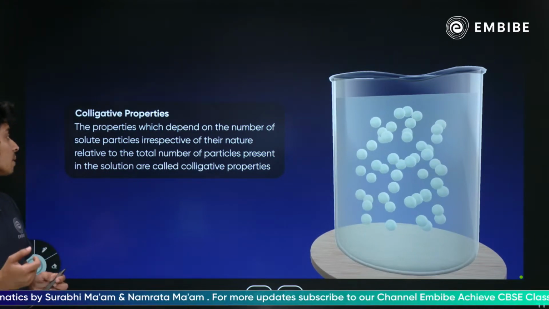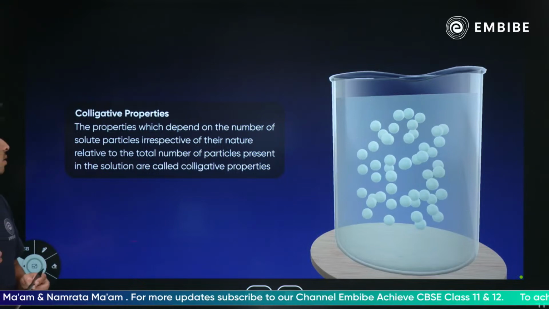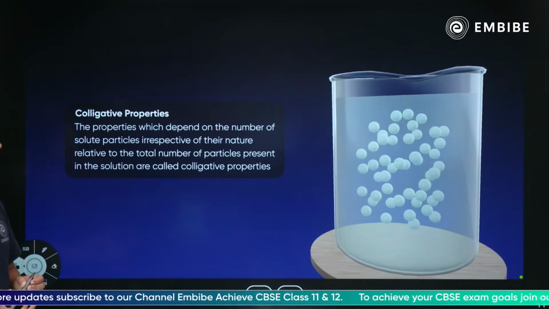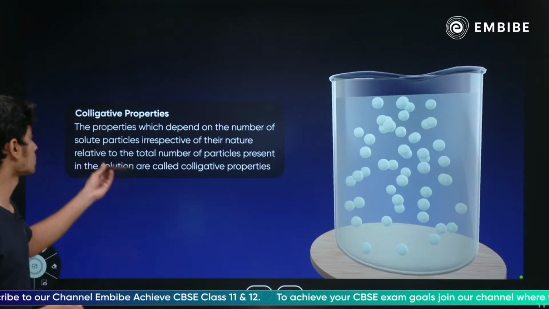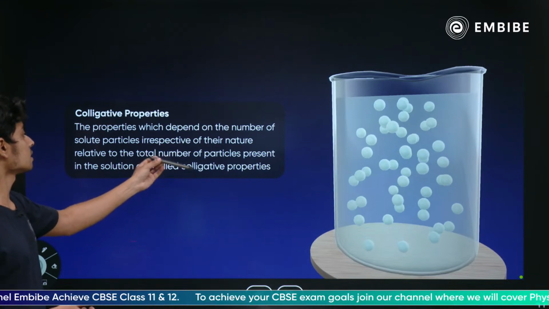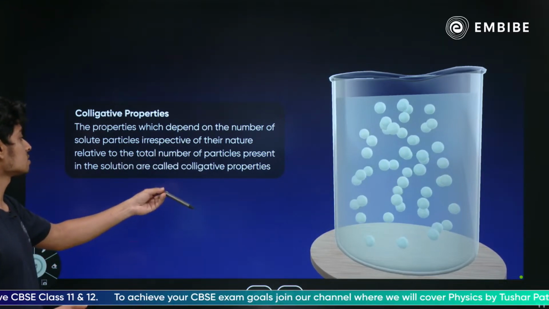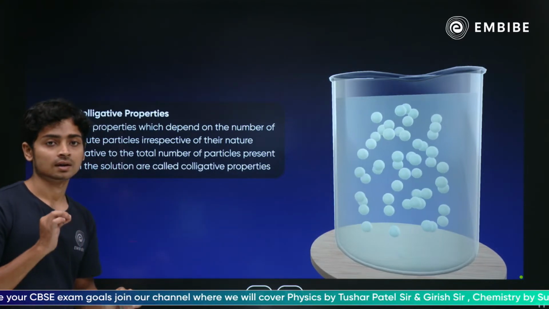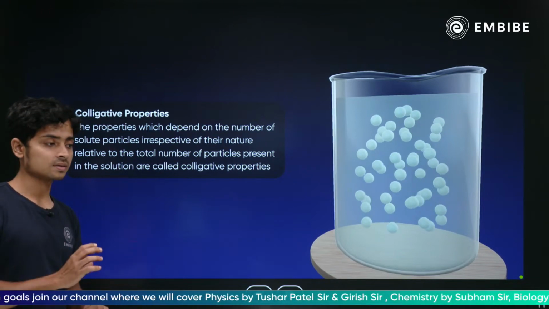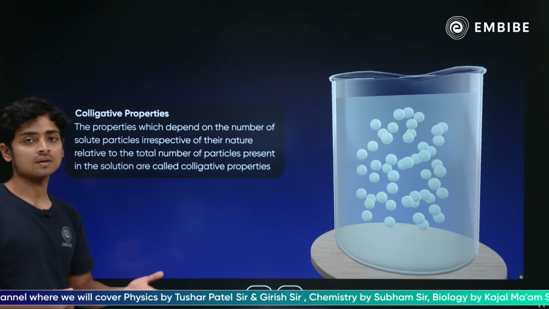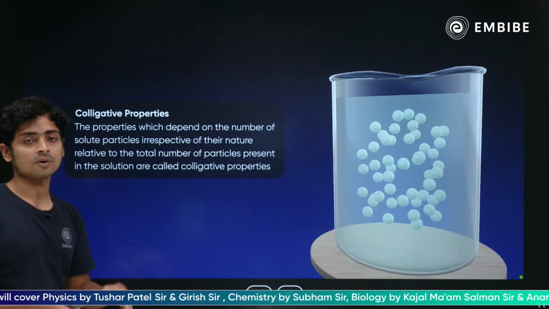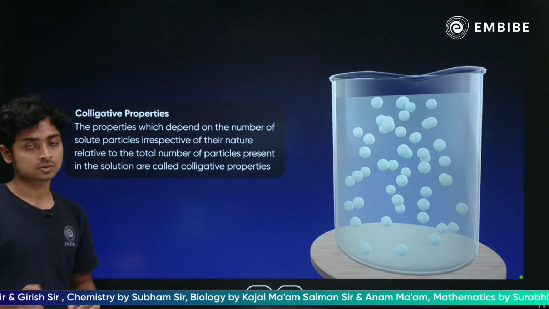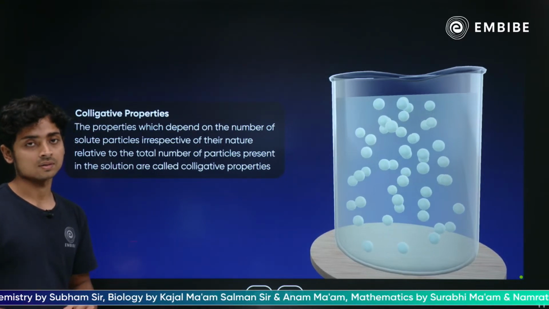If your properties depend on that, then you will call them colligative properties for a solution. The definition: properties which depend on the number of solute particles, irrespective of their nature, relative to the total number of particles present in the solution, are called colligative properties. You will learn elevation of boiling point, depression of freezing point, osmotic pressure. All these only depend on the number of particles, no matter the nature of those particles.